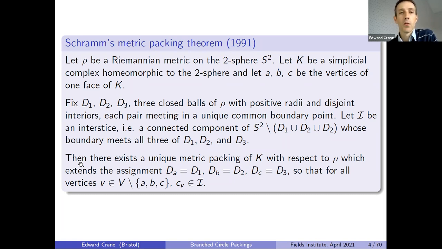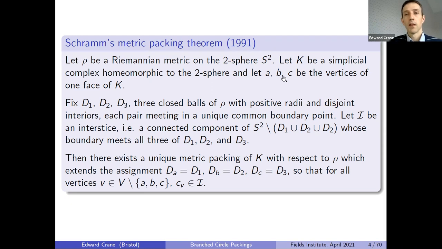One of the theorems is about packable families. So he has a definition of what it means for a family of closed sets to be packable, meaning that each vertex of your complex is going to be assigned one element from its family. So there are many examples of families which are packable, and he proved that closed balls in a smooth Riemannian metric on the two-sphere form a packable family. And the consequence of that is that you have a unique packing theorem.